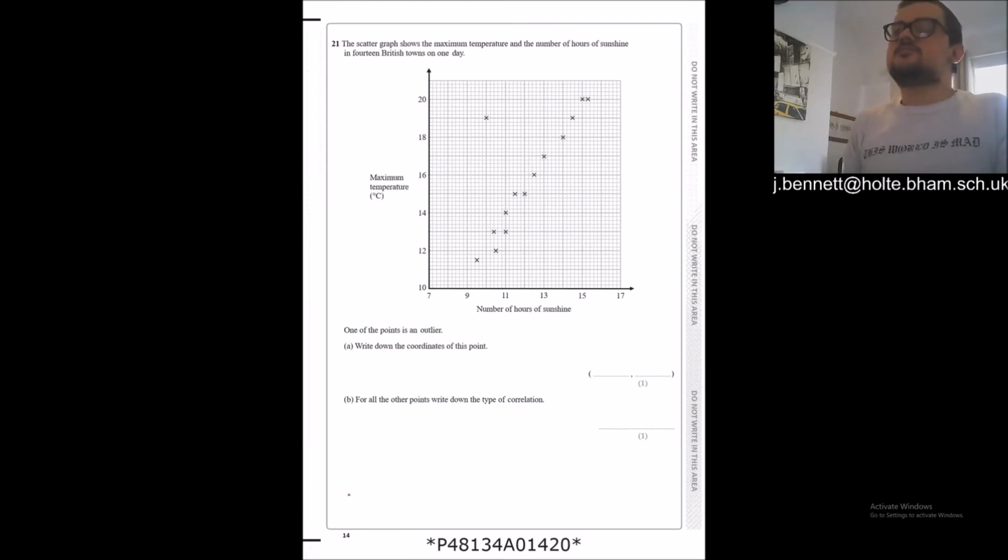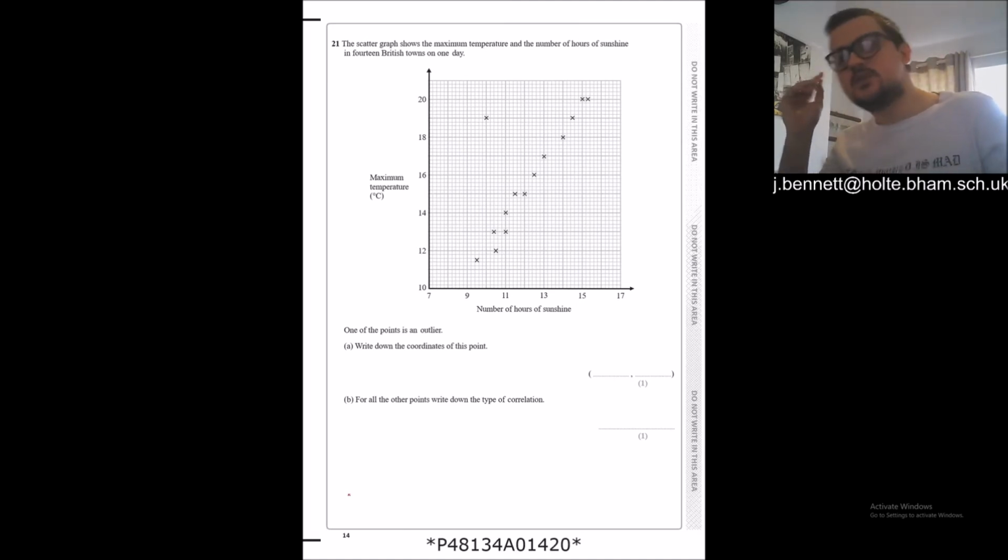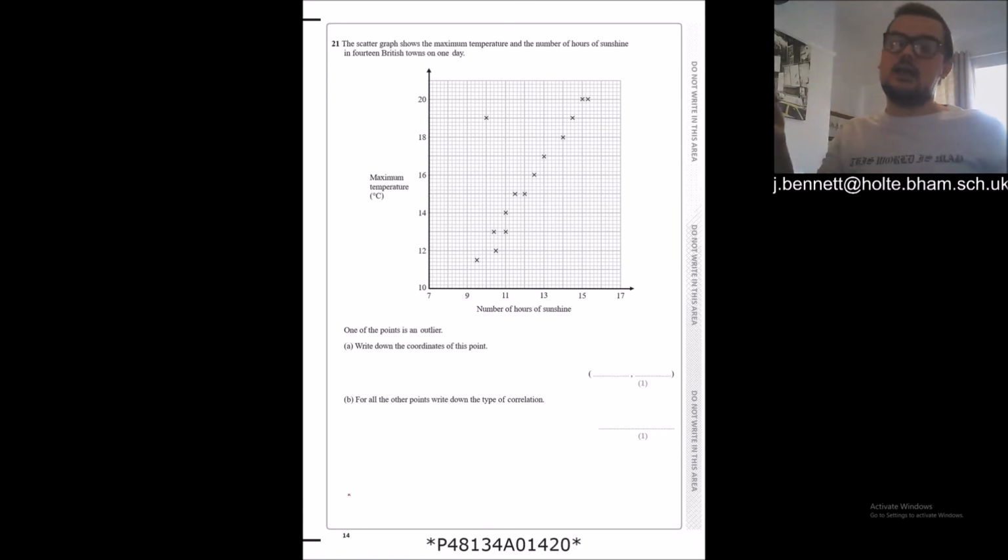The scatter graph shows the maximum temperature and the number of hours of sunshine in 14 British towns on one day. One of the points is an outlier. Write down the coordinates of this point. So an outlier is an anomaly. It is something that doesn't follow the pattern. So which one of these doesn't follow the pattern? Well, it's a bit obvious, it's the one that is not in line with it. These all kind of go down that kind of line, don't they? Apart from this one. So let's get the coordinates down.